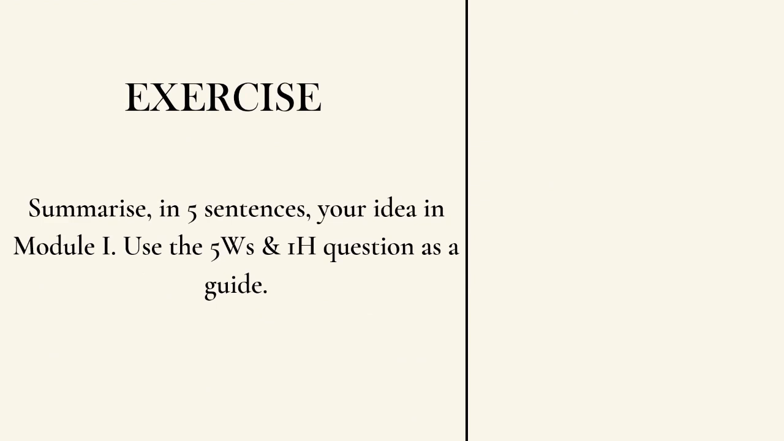so the exercise that I have for you for this lesson is that the idea you picked in module 1, I need you to summarize it in 5 sentences. Just summarize it, using these 5 W's and 1 H questions as a guide. Write what the story is about, where it takes place, when it takes place, what happens, and how you want to write it. Just write it in story form encompassing all these questions. Make it 5 sentences or maximum 6 sentences.